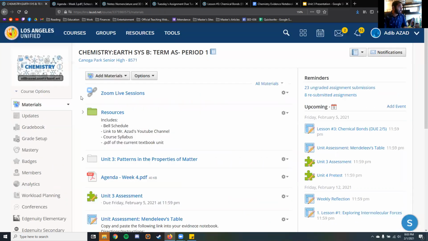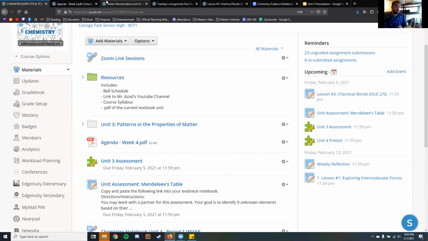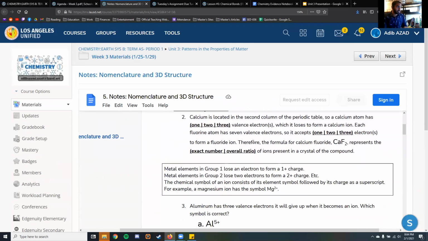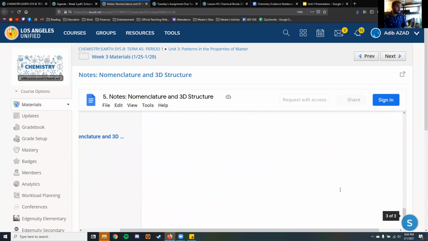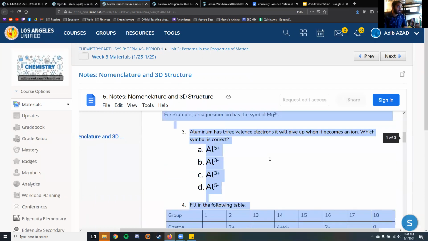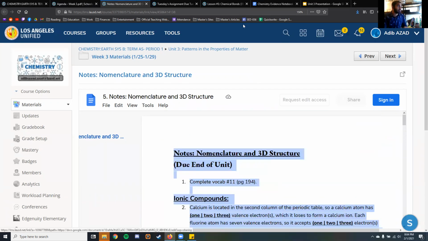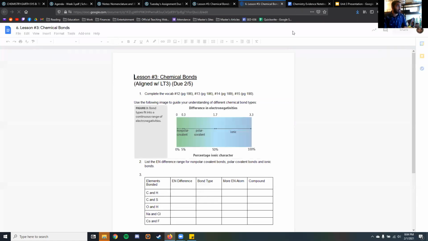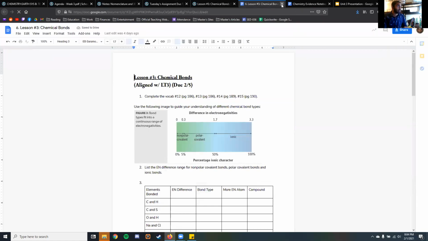Traditionally, you know what the drill is. If we had things to do that week, let's go through it. I'm going to go a little bit out of order. First, we'll just cover what you're supposed to have put into your notebook, and that there is the notes on nomenclature and 3D structures. So you know the drill. Copy and paste all of this into your notebook. What we do at the end of the unit is lesson 3. Open that guy up, copy that, paste it into the notebook you have, and we work on this as a class.